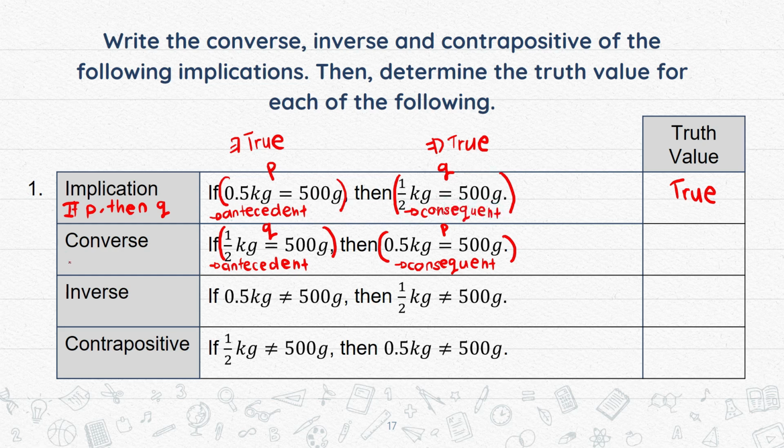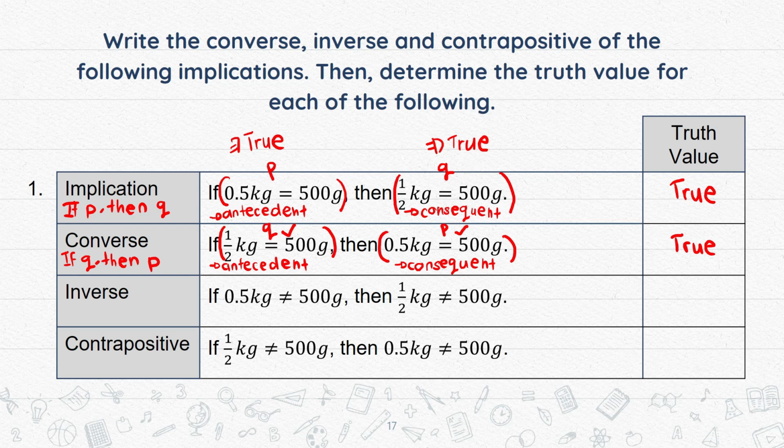The form of the converse is the reverse of the implication: if Q, then P. Now we already determined the truth values of Q and P. Q is true, P is also true. Then by application of rule number 1, if the antecedent is true, the consequent also needs to be true for the converse to be true. Then this is true.